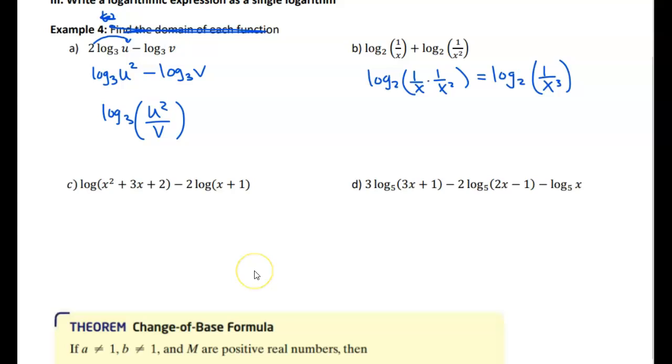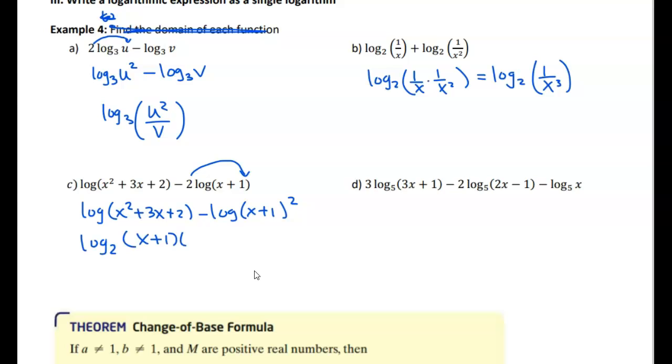All right, let's look here. So this one, look for any coefficients. So that 2 I'm going to put on top. So we have log of (x squared plus 3x plus 2) minus log of (x plus 1) squared. Now this subtraction is going to turn into division. So we have log. This factors as (x plus 1)(x plus 2) divided by (x plus 1) squared. So we can cancel one of these and we get log base 2 of (x plus 2) over (x plus 1).